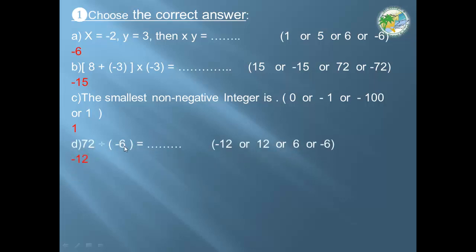72 divide negative 6. Different sign. Different sign يعني divide 72 divide 6 equal 12. ما دام هي different sign يبقى should be ايه؟ Negative 12.